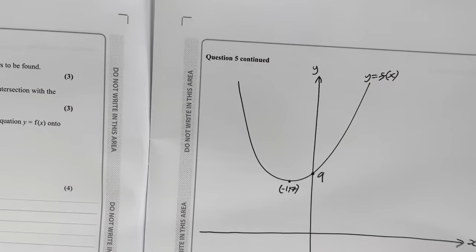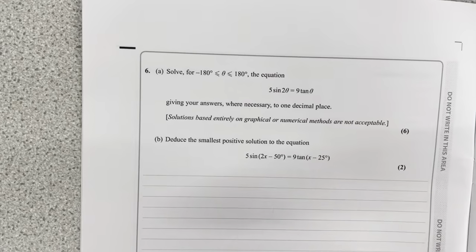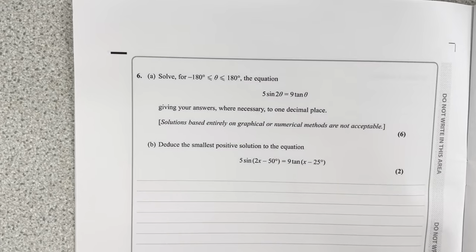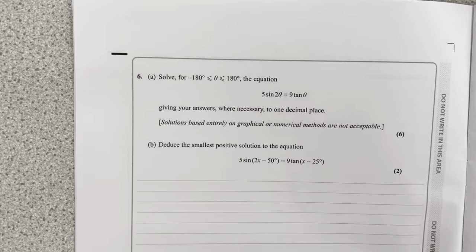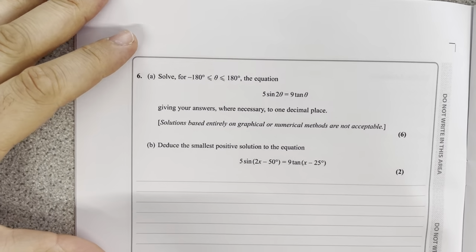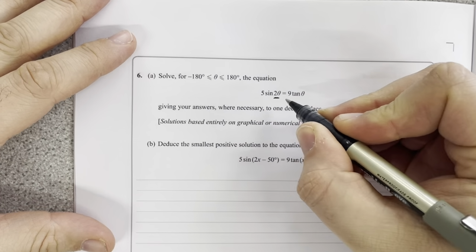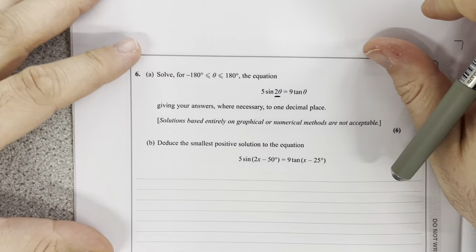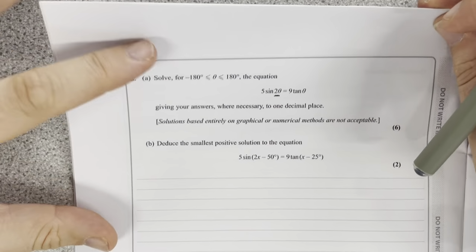Okay. Question 6. Solve this trigonometric equation for theta values between minus 180 and 180. Okay, so this is a year 13 trig one because we've got a double angle in there. So as soon as you look at that, you should think, okay, let's get rid of that double angle.